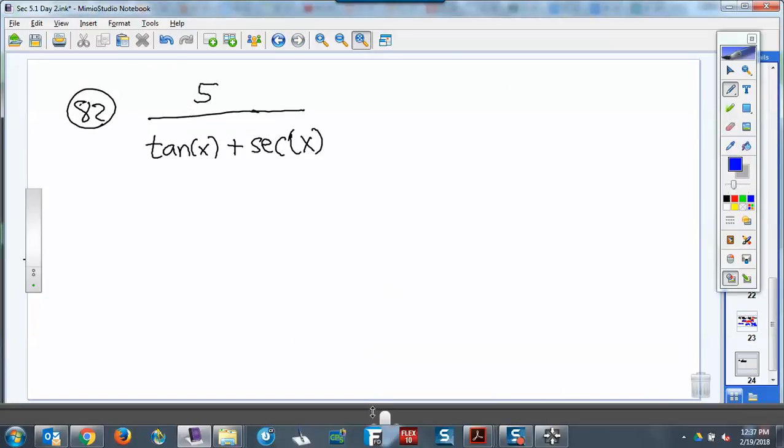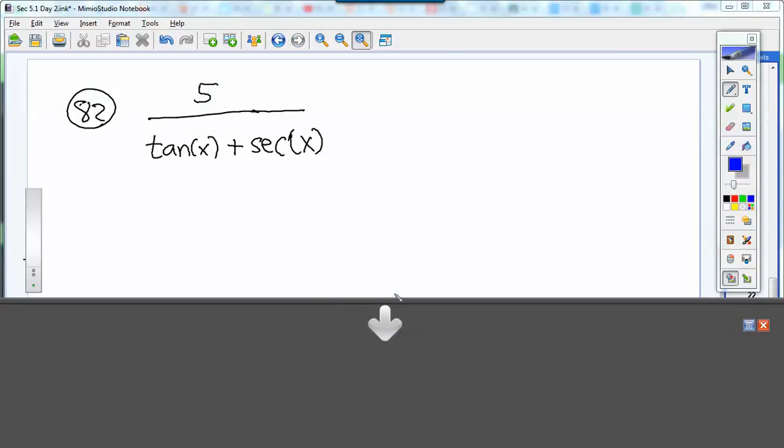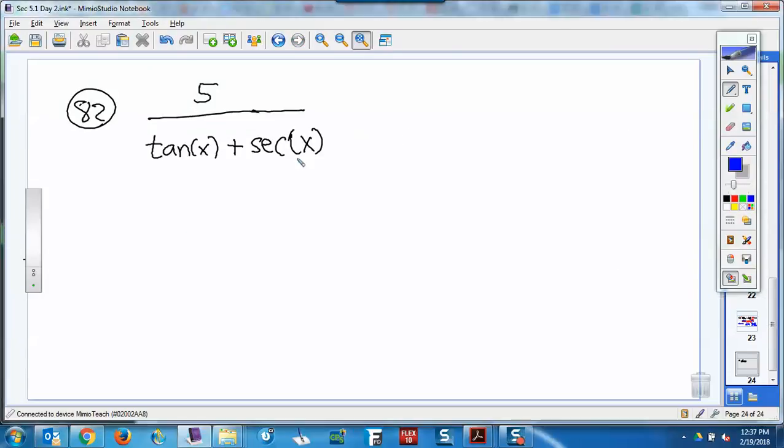All right, let's look at number 82. We'll just do this one together, and then we can go to work. Okay, so this one. Now, the directions on this one are a little different. The directions here say rewrite the expression so that it is not in fractional form. Rewrite it so it is not in fractional form. So anybody have a thought to start?